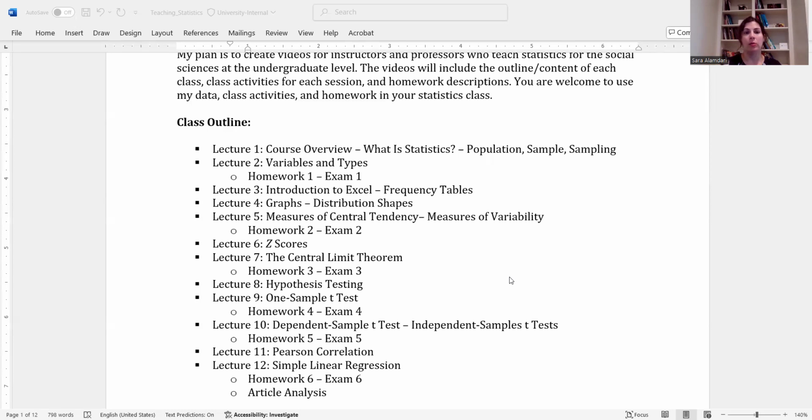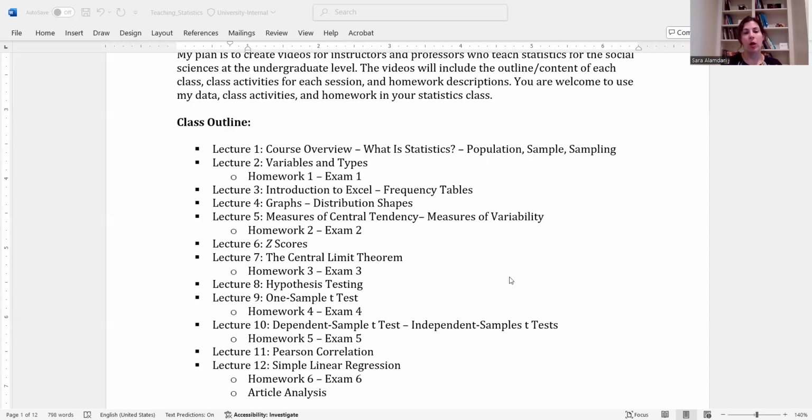Lecture 3 includes an introduction to Excel, and we discuss frequency tables. Next session, in lecture 4, we discuss graphs like pie chart, bar chart, and histograms, and we go through different shapes of distribution, like uniform distribution or normal distribution for data.